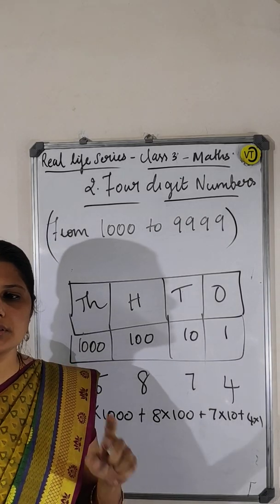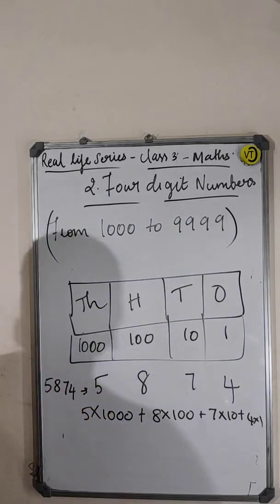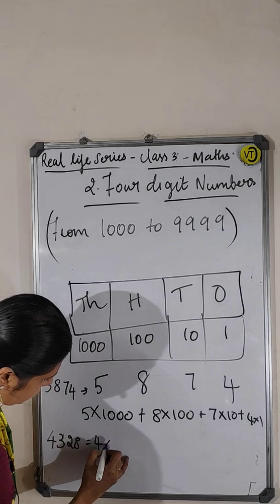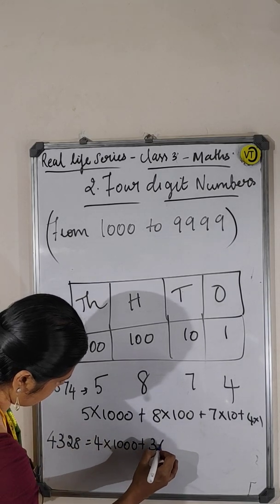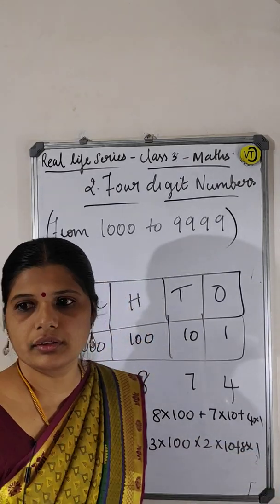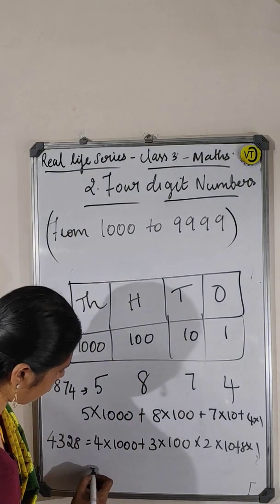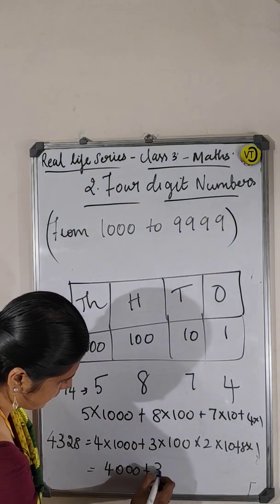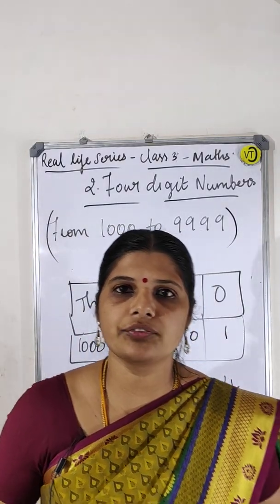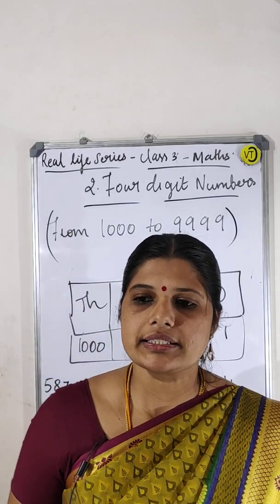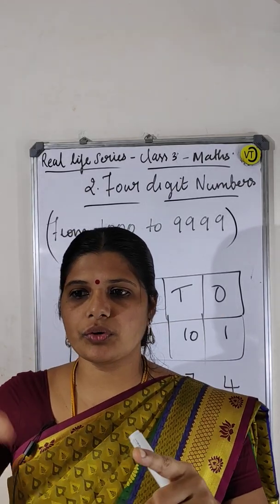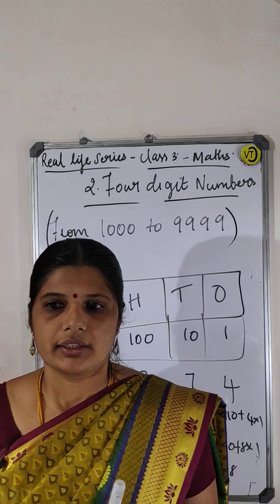Okay. One more number is 4328. How can I write it? 4328. 4 into 1000 plus 3 into 100 plus 2 into 10 plus 8 into 1. Okay. So this way, how can you write it? 4000 plus 300 plus 20 plus 8. Okay. Standard form, short form of a numeral will be 6000 plus 400 plus 90 plus 7. How can I write it? 6497. Okay.